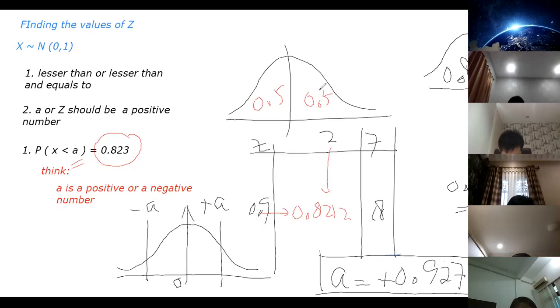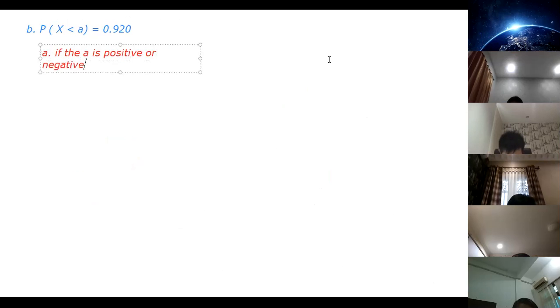Okay, I'll be giving another example again. So let's say the next question, we are going to find the x lesser than a, and it has to be 0.920. So again, the first step is we cannot solve, but we have to decide first if the a is positive or negative. For those who are still confused, you have to sketch the curve.